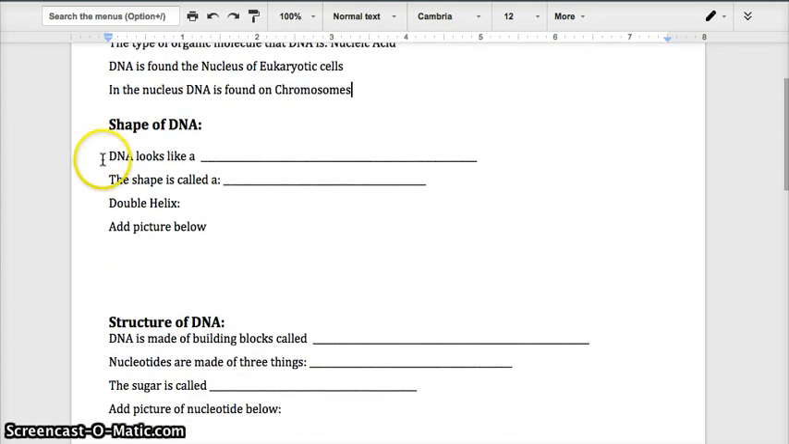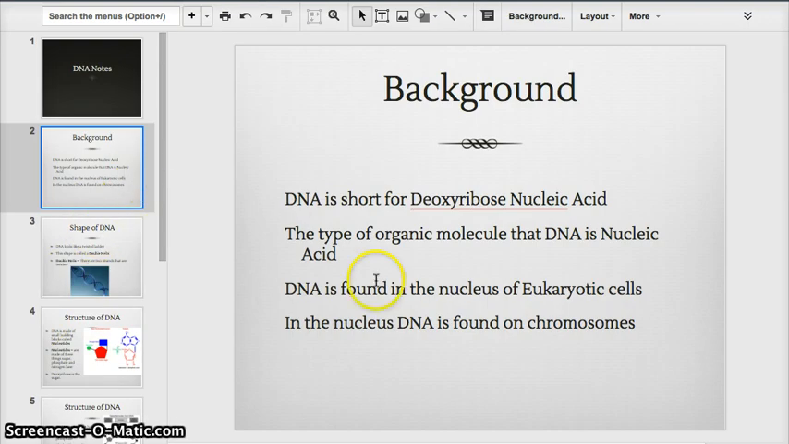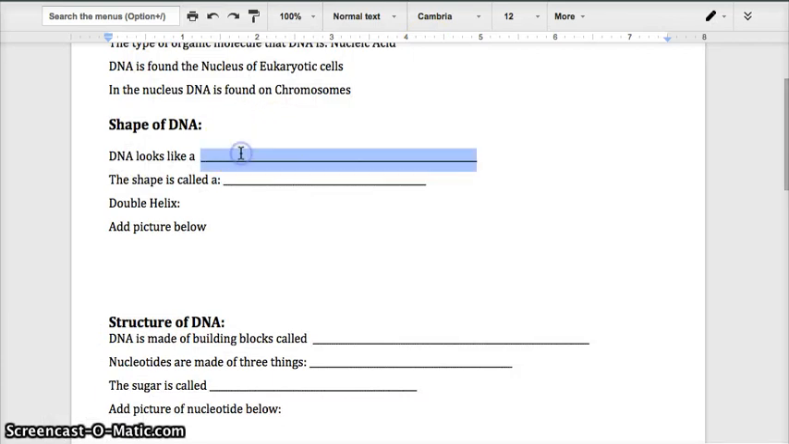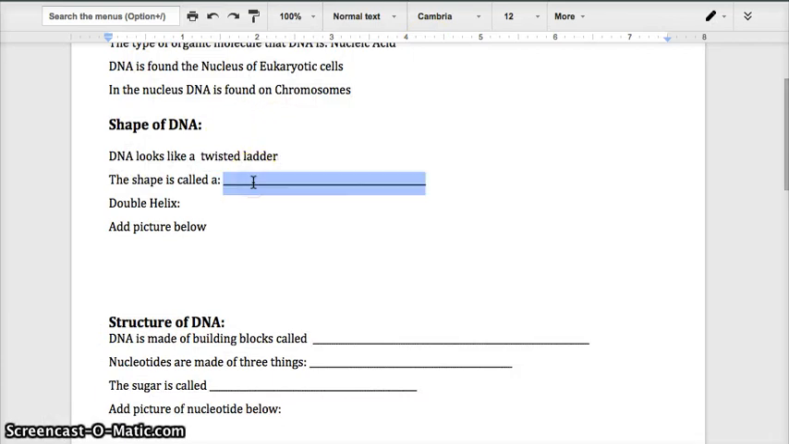So that's just some background. We've talked about pretty much all these things. We talked about chromosomes and mitosis when they divide. But now we're going to get into the structure of DNA. You guys probably all know this stuff. It looks like a twisted ladder, goes around in little circles, and its shape is called a double helix.